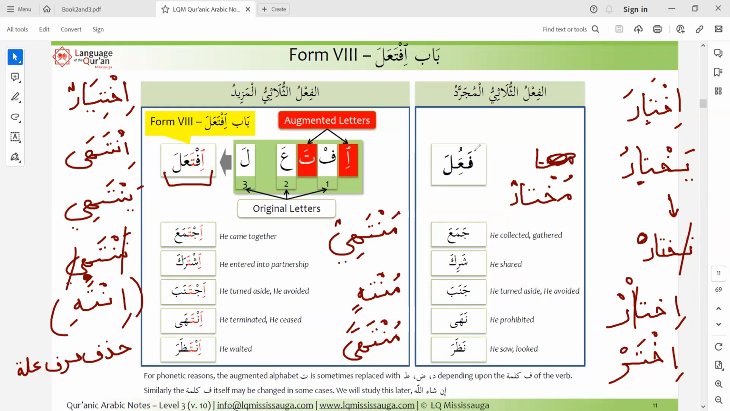And what is the masdar? مصدر. انتهاء. Intihayun, aslan intihayun. So this gets changed to انتهاء. Why? Because ya is not compatible with the damma. Okay? So in order to pronounce it correctly, they don't want to twist their tongues and they want to keep it simple. So intihaun is the masdar.